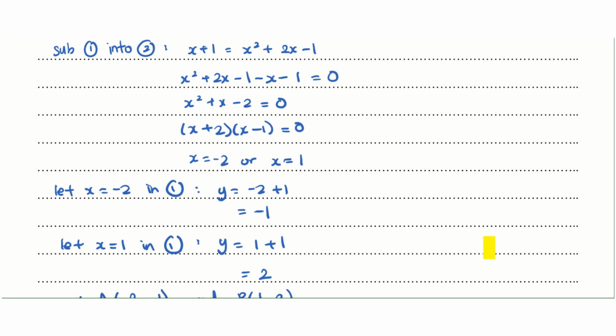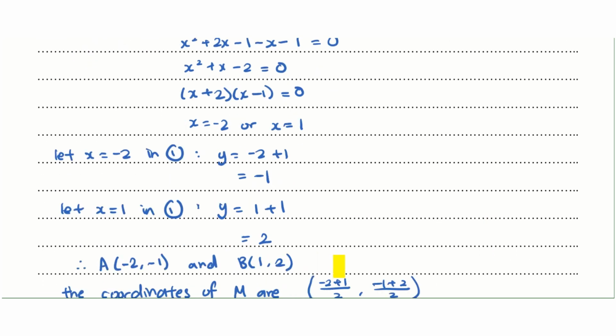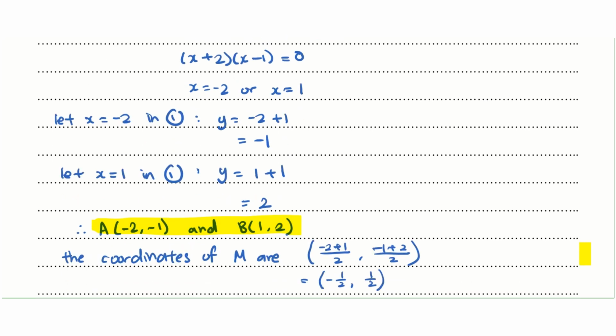Following from there, we find that y is -1 and y equals 2 respectively. So these are the coordinates of A and B. Now that we have the coordinates of A and B, we will use the midpoint formula to find the coordinates of M, which will eventually be (-½, ½).